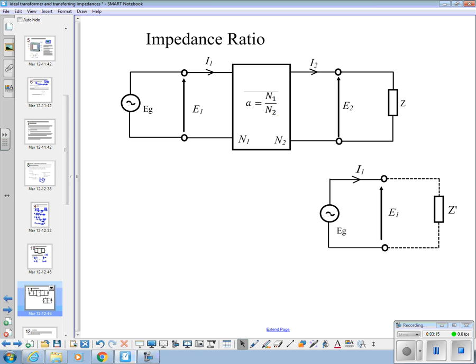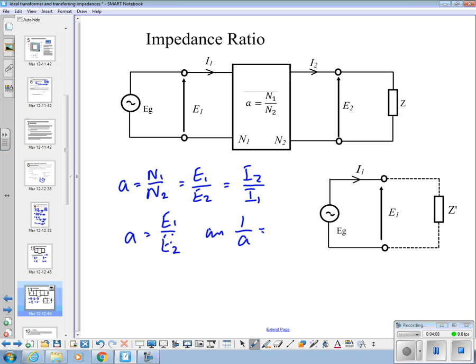So, impedance ratio. What we can do here, as we've already said, A is n1 over n2, which is E1 over E2, which is I2 over I1. Okay? Now, what we can also say, and we said it on the previous page, E1 over E2 and 1 over A is equal to I1 over I2.